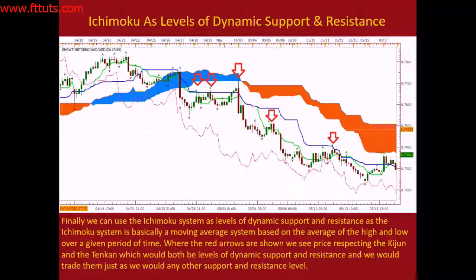So where the red arrows are shows where price respected the Kijun-sen and the Tenkan-sen, which would both be levels of dynamic support and resistance, and we would trade them just as we would any other support and resistance level. So you can see we have bounces off of the Kijun-sen here with these 3 arrows. We have a Tenkan-sen bounce here, and then another bounce off of your Kijun-sen. These are basically moving averages, and you're bouncing off of those much like you would the 50 moving average or the 100 period moving average or the 150 EMA, all kinds of levels that you can use.